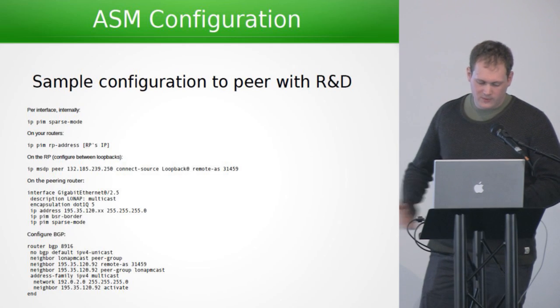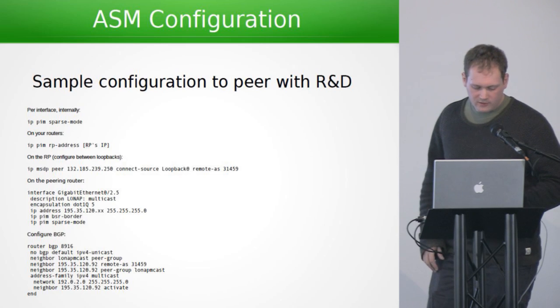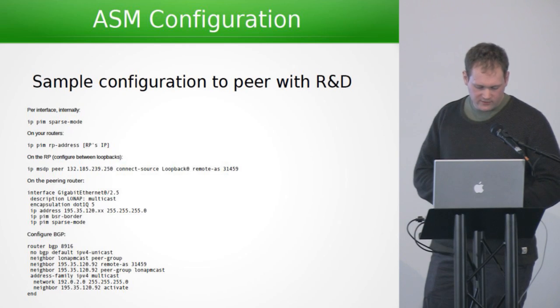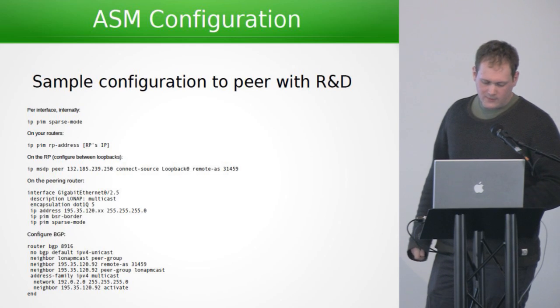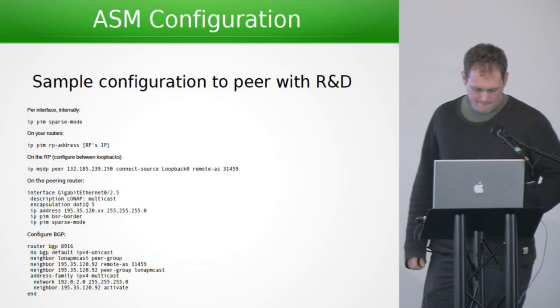And then you need IP PIM sparse mode on there just to make the PIM happen. And you'll need BGP with the multicast address family on there. I always stick no BGP default IPv4 unicast in there because that just makes your config neater, so if you aren't using that config line, you might want to look into it.